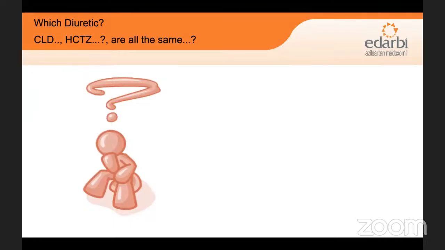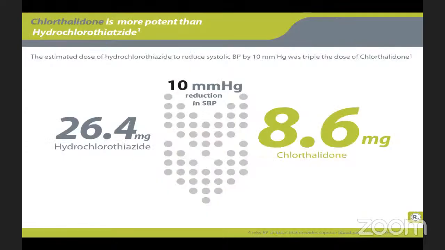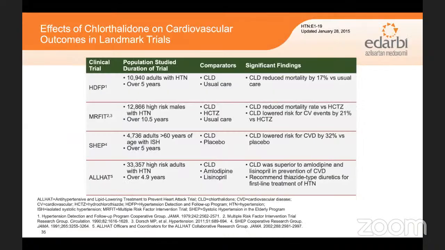Hydrochlorothiazide has been the most used diuretic, and that's really for an unclear reason to me, because most of the data is not for hydrochlorothiazide, it is actually for chlorthalidone. If you look at the pharmacokinetic characteristics of the thiazide diuretics, we can see that chlorthalidone is more stable, with more protein binding and a longer half-life compared to hydrochlorothiazide. And that is reflected by the potency. So you need triple the dosage of hydrochlorothiazide to achieve the same reduction compared to chlorthalidone.